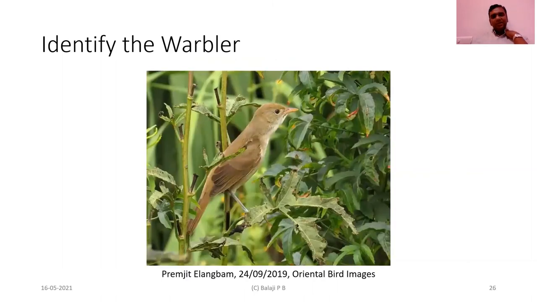So the next warbler for identification. Again, remember it's a large, thick-billed warbler. Any other opinions?